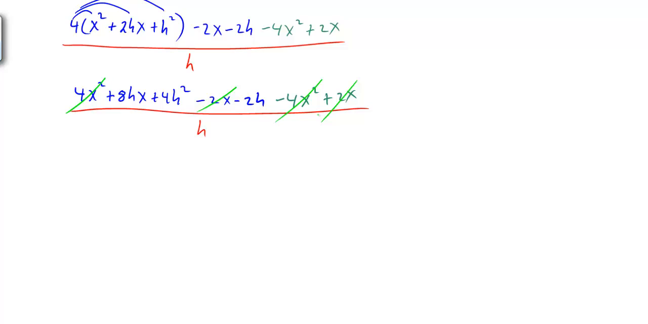If it doesn't, then it's a good chance you've made a mistake somewhere with your calculations, because now we're simply left with 8hx plus 4h squared minus 2h.